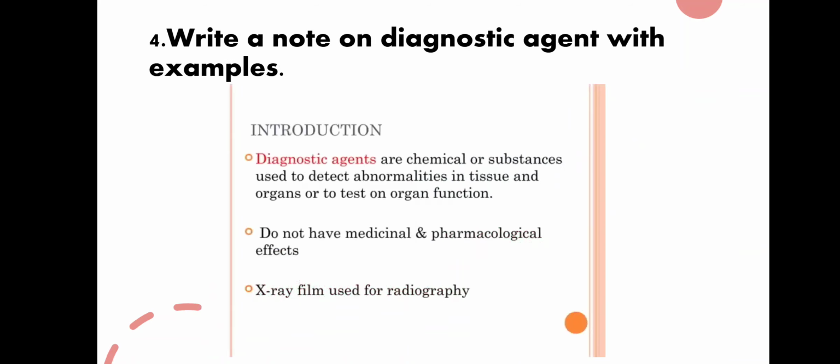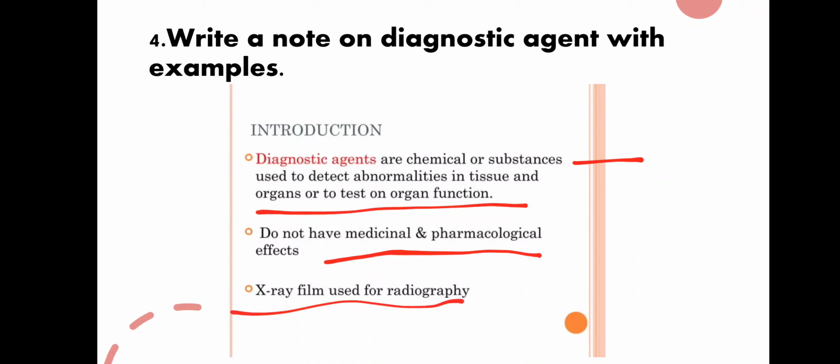Then write a note on diagnostic agents with example. See, diagnostic agent means what? These are the chemicals or substances used to detect the abnormalities in tissues and organs, or to test organ function. Mainly these are the testing agents. Okay, why are we using them? To check the function of organ, tissue, cell. Okay, and these diagnostic agents do not have any therapeutic value. They do not have medicinal and pharmacological effects.